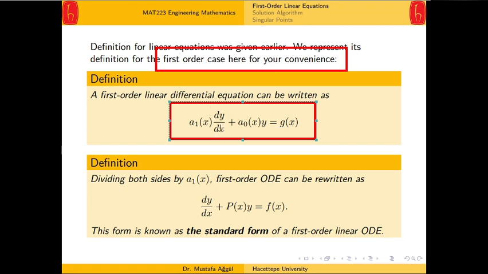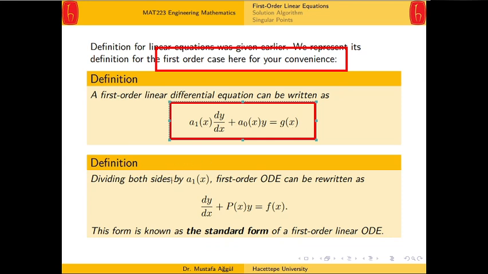So the derivative of y with respect to x times some coefficient function. This function can be at most a function of x, no y at all. And here we have the y term, and its coefficient again is a function of x, and g of x on the right hand side. Okay, so the right hand side has to be a function of x alone as well.